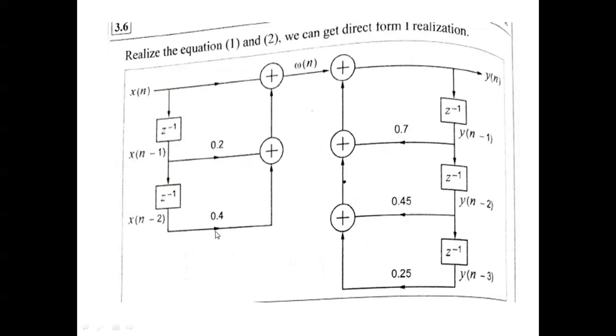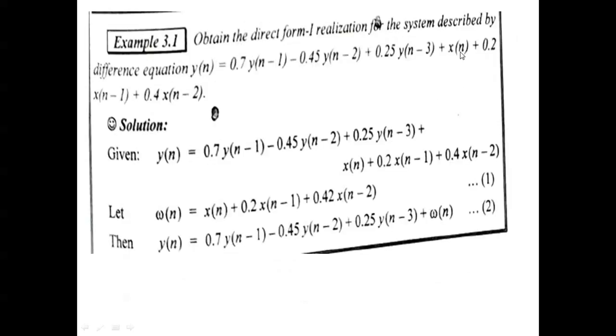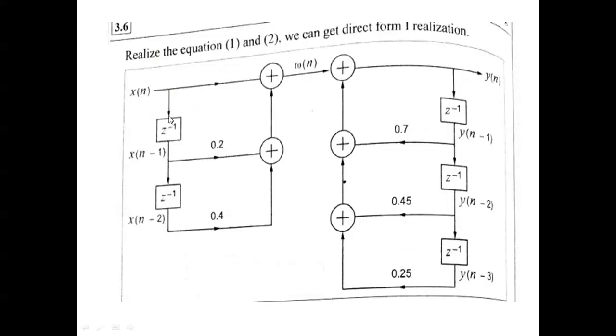Then the arrow is very important. Under x of n, the 0.2 is for n minus 1 and the 0.4 is for n minus 2. See, the given values are also in terms of x of n. So the total part is x of n, then x of n minus 1 is 0.2, and x of n minus 2 is 0.4. So this is the relation for one example.